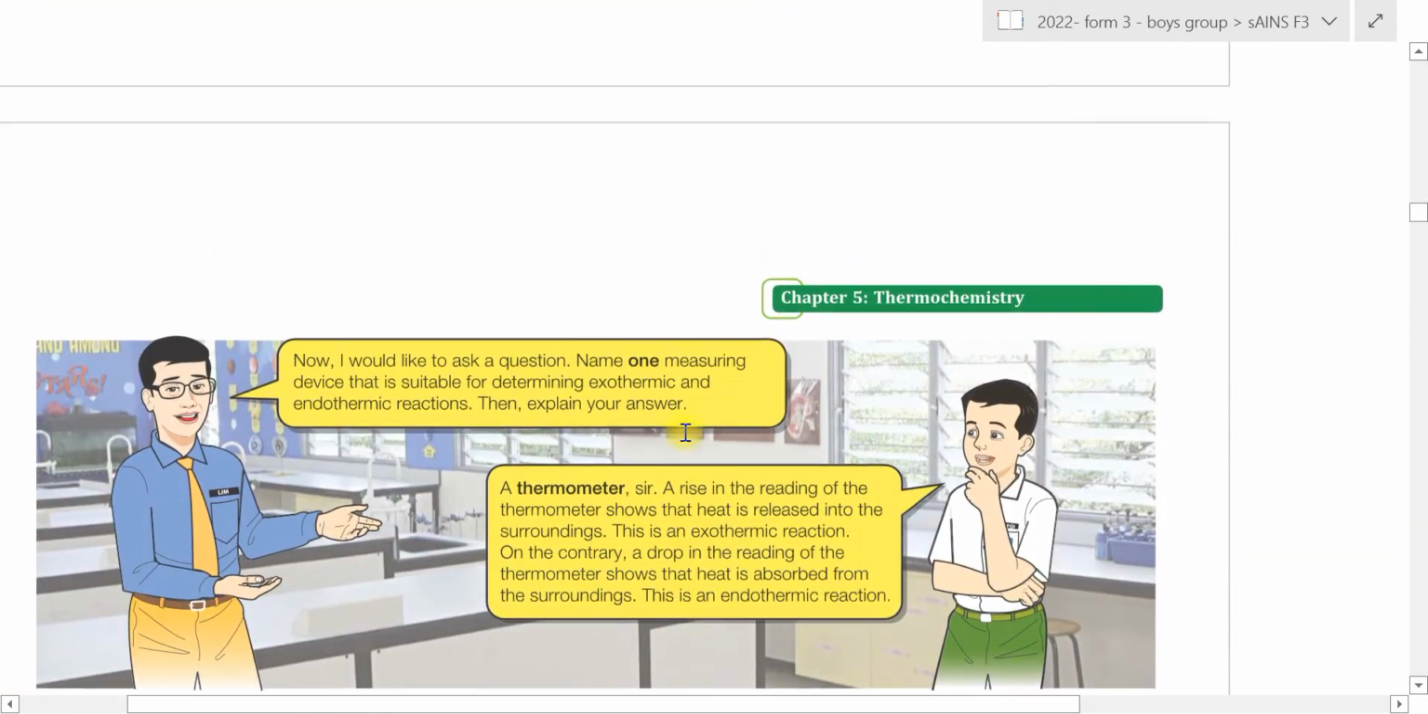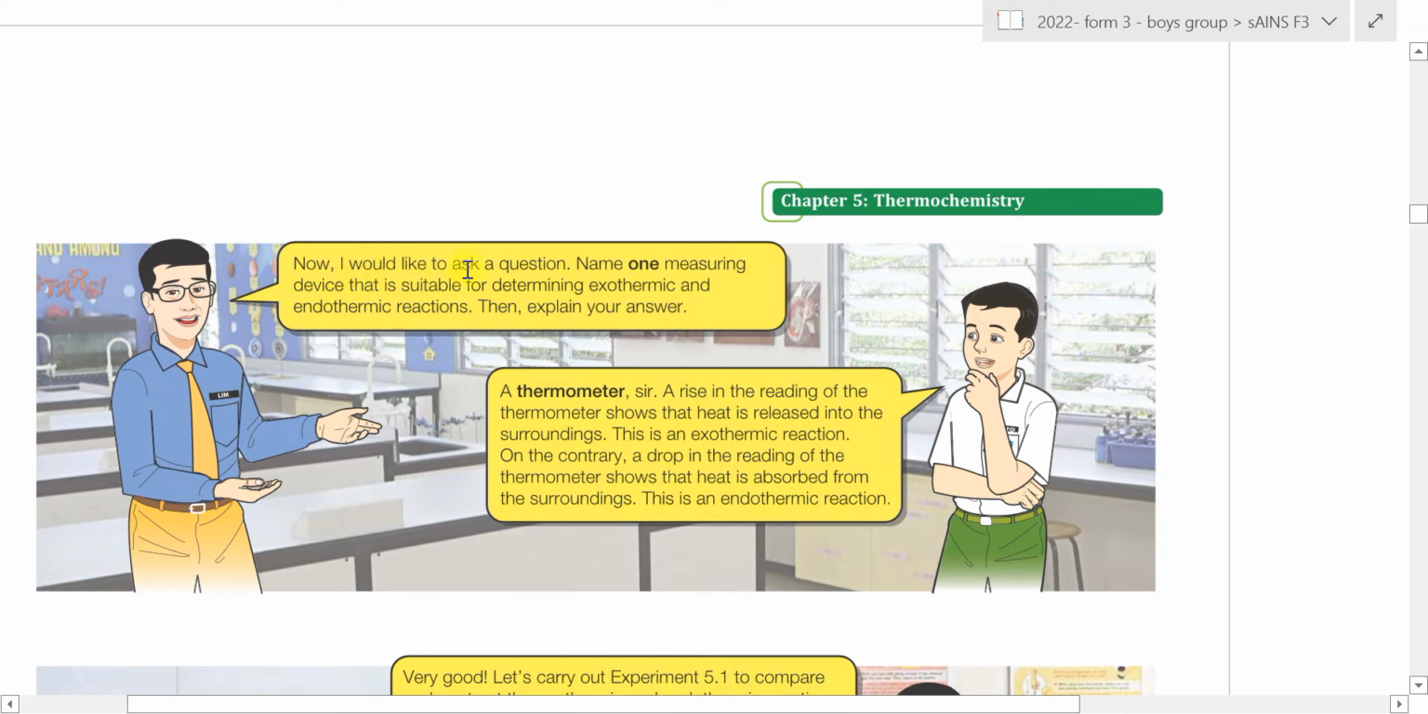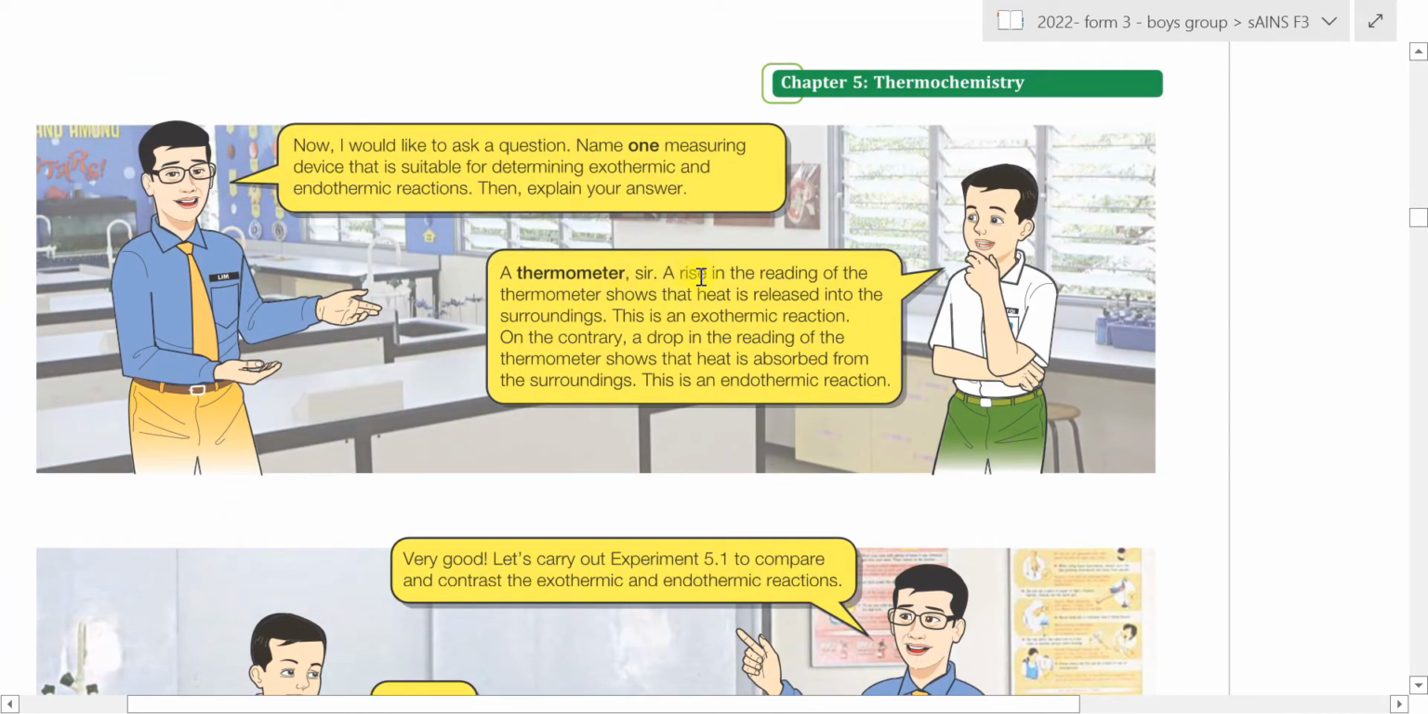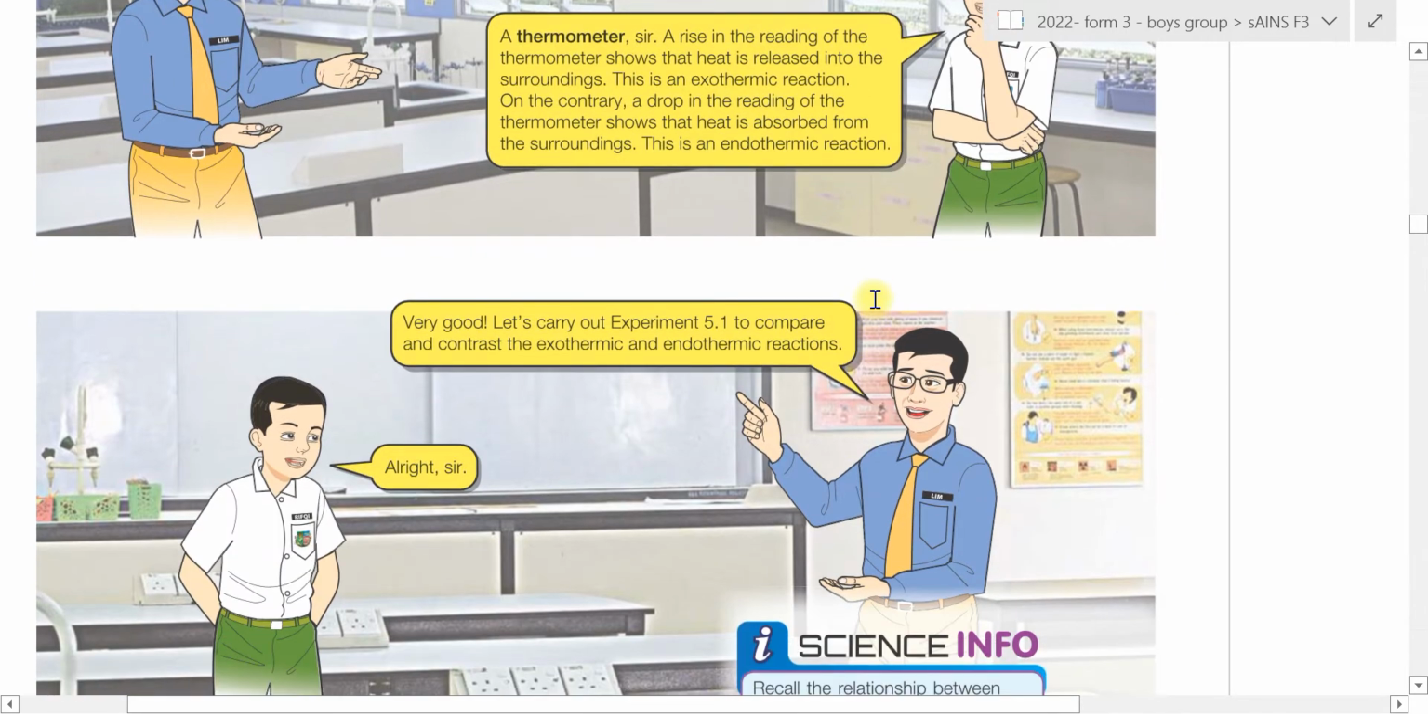Now we are not done with that. I would like to ask a question. Name one measuring device that is suitable for determining exothermic and endothermic reactions. You want to measure the temperature, so of course it will be a thermometer. A rise in the reading shows that heat is released into the surrounding. This is an exothermic reaction. On the contrary, a drop in the reading shows heat is absorbed, hence it is named endothermic, as I said before.